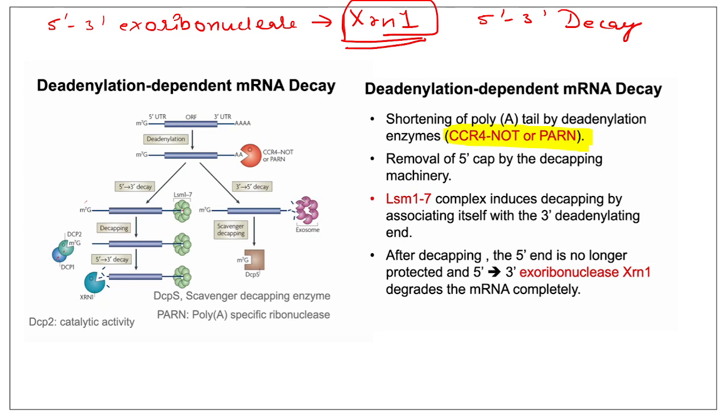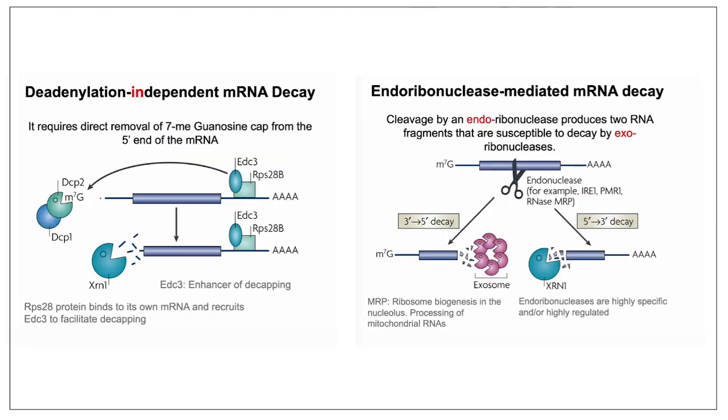First LSM1 to 7 gets attached, and then your decapping machinery comes and takes away the 5 prime cap, and then your XRN1 comes and removes it. It cleaves and starts decaying the RNA from the 5 prime. This is from the 5 prime end.